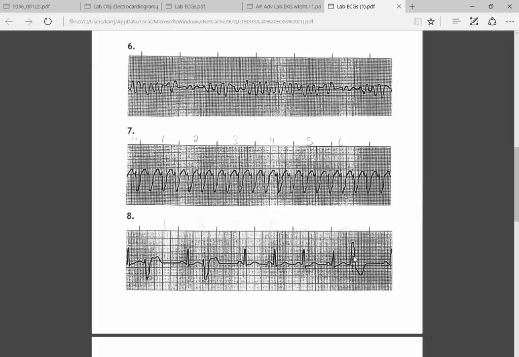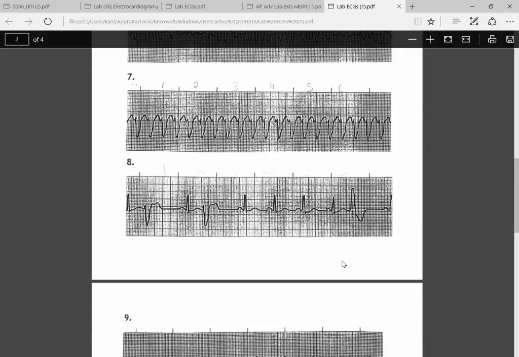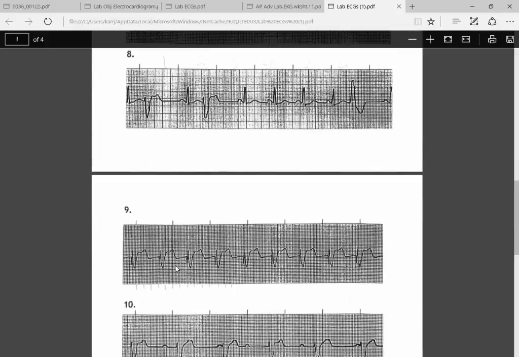You have to look at what is the underlying rhythm, because these are like little anomalies that just pop into a rhythm. So it's not a rhythm, it's just a little thing that occurs over the top of a rhythm. Now we can have something called SVT, which is just really high heart rate, but that's not a PVC. PVCs are premature ventricular contractions.